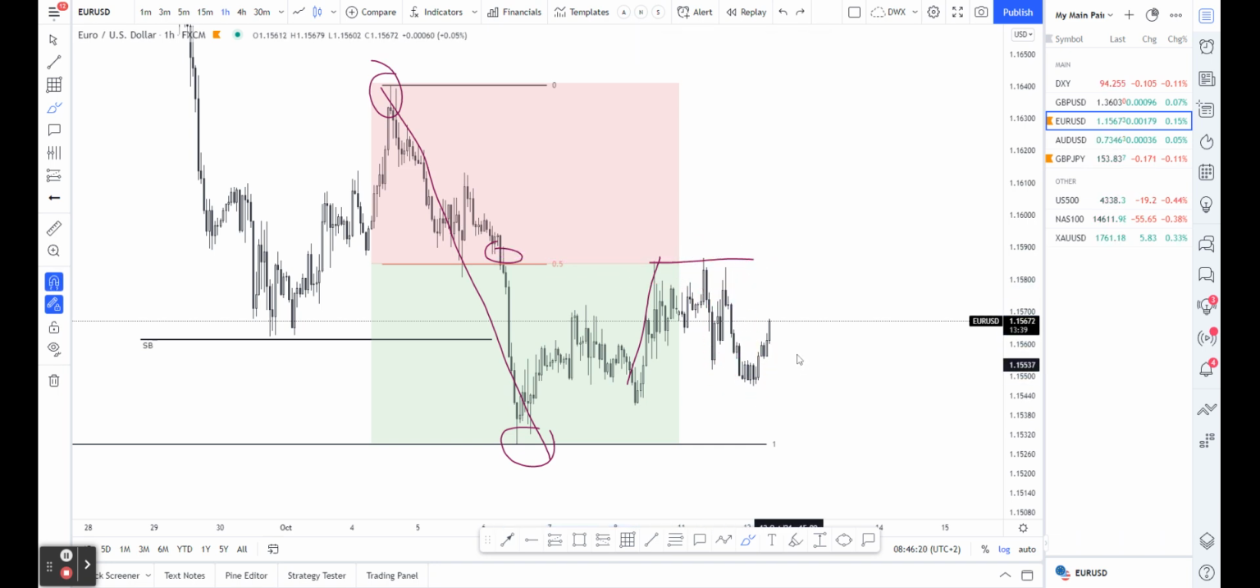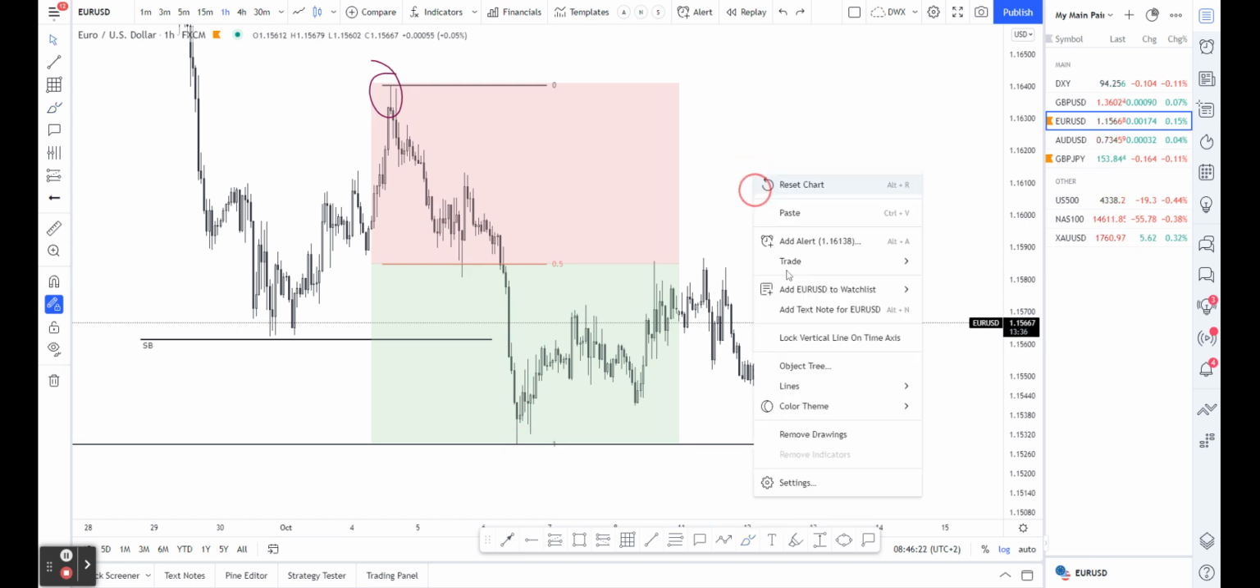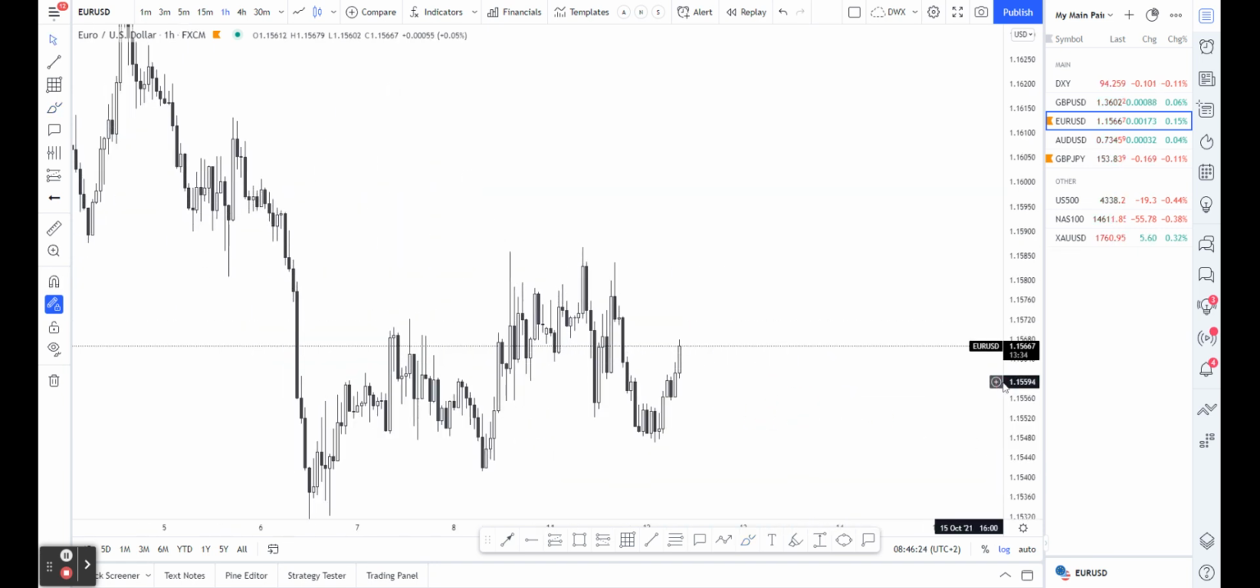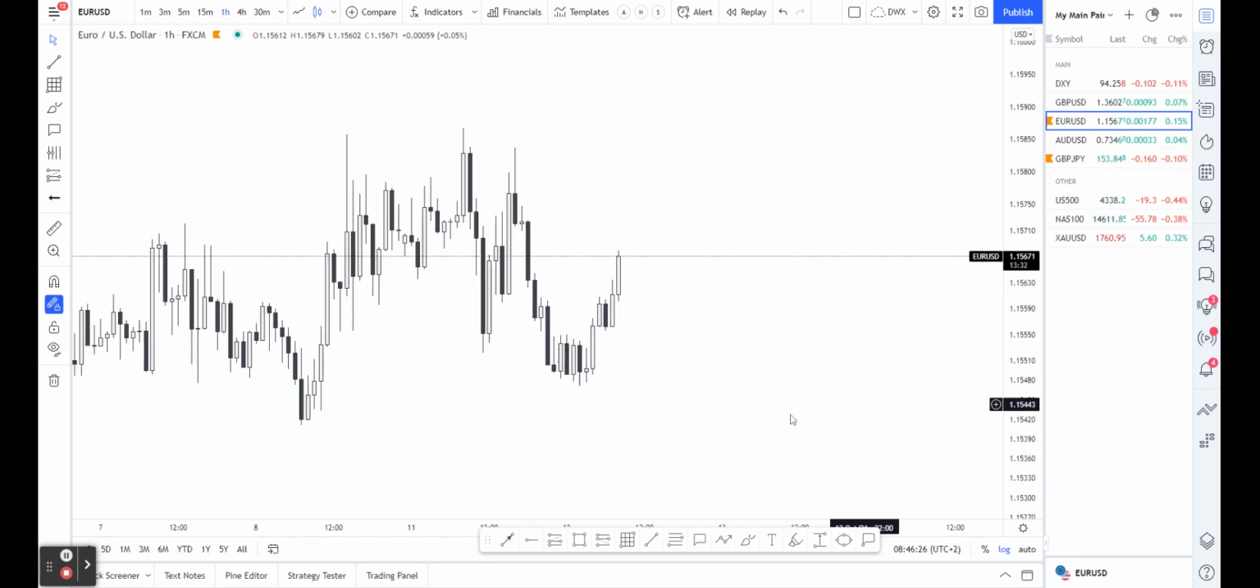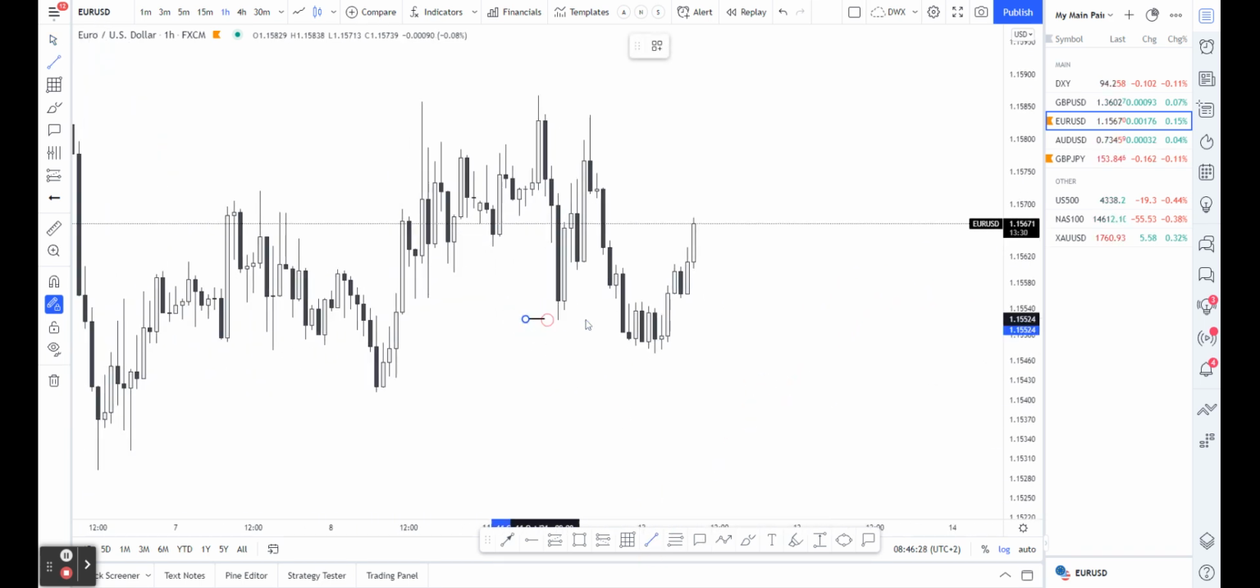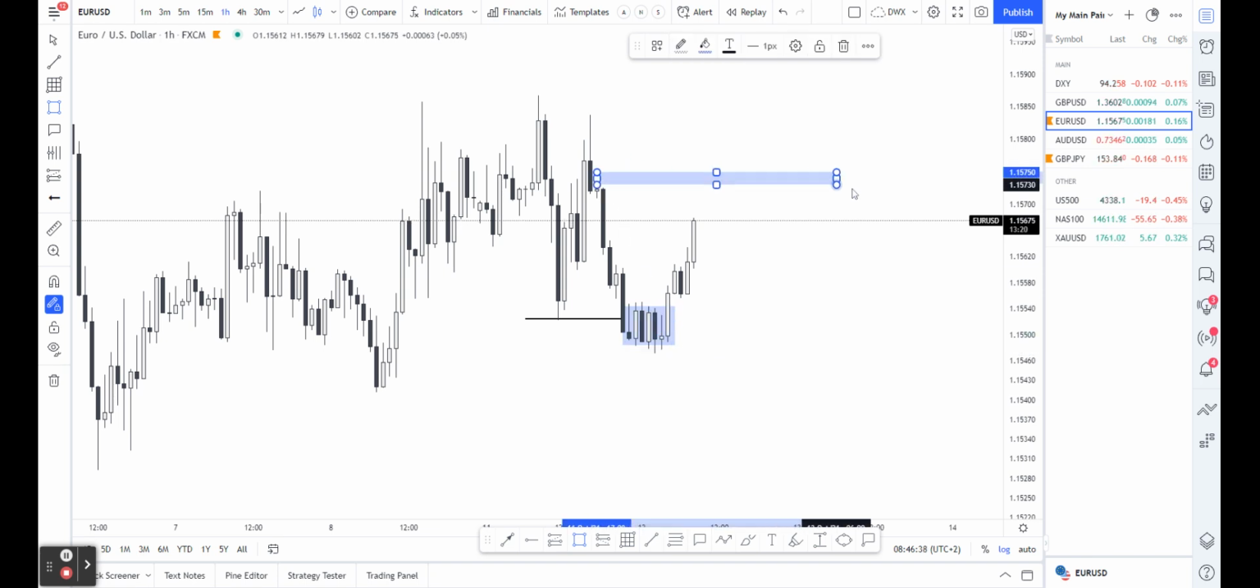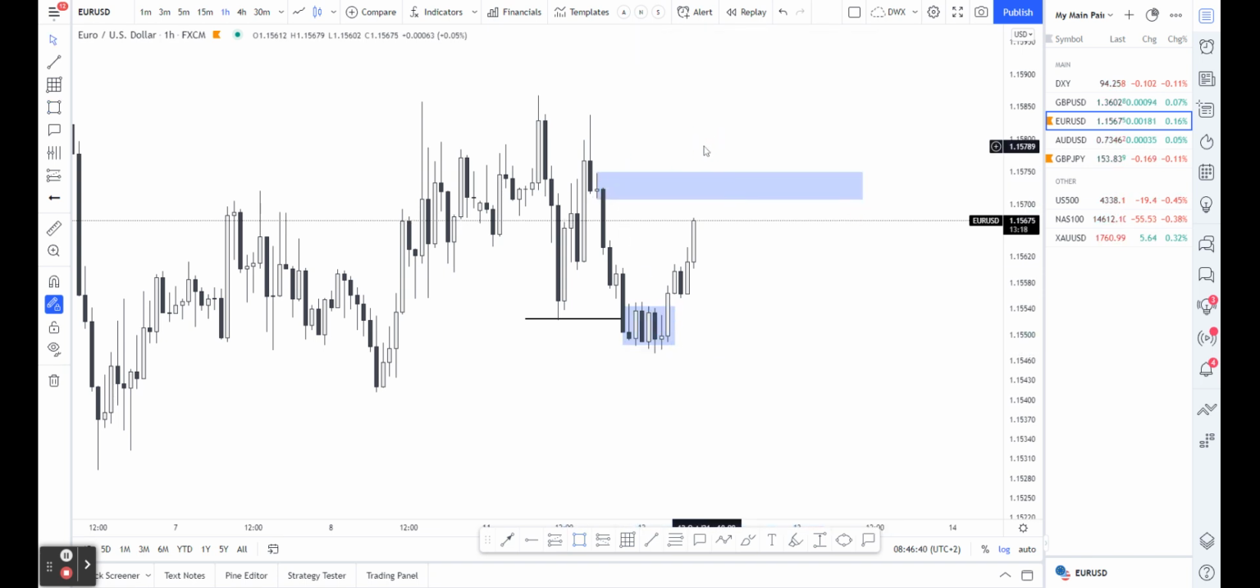Now, if we just focus on the 1 hour, if we clean everything and just focus on structure in the 1 hour, what we're seeing over here is a structure break. We are seeing an accumulation in this area. We have this last buy candle before a big sell-off. So this is our 1 hour area of interest.